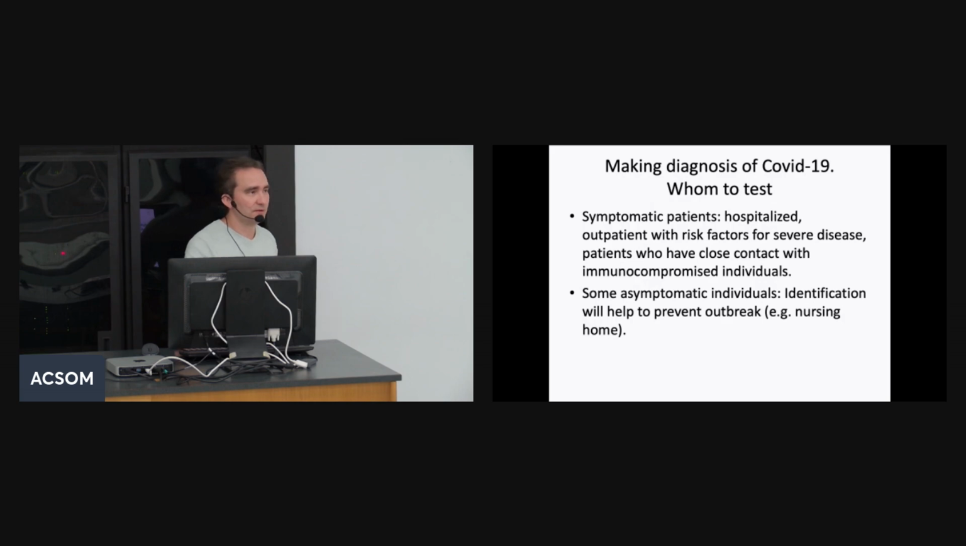If somebody in your family, for example, is immunocompromised, you want to know if you have COVID or not, so you can isolate yourself and prevent the spread of infection. And then you would check some asymptomatic individuals as well, because identification will help to prevent outbreaks. For example, in nursing homes and rehabs, if somebody has exposure to patients with COVID, you may want to check them frequently, like every 2-3 days, for a week or for 10 days, to make sure the patient doesn't get infection. Because in rehabs and nursing homes, it spreads very quickly.